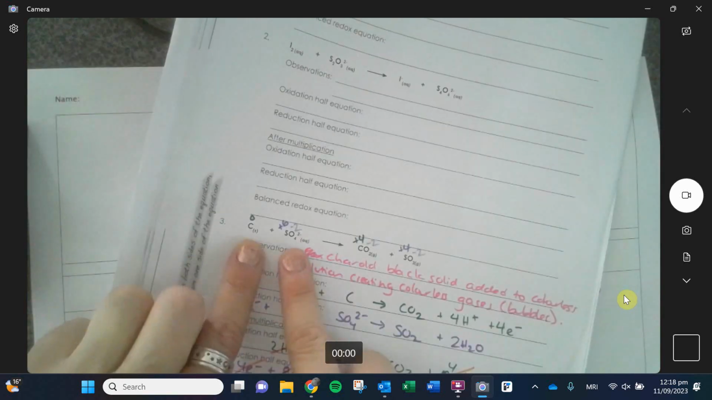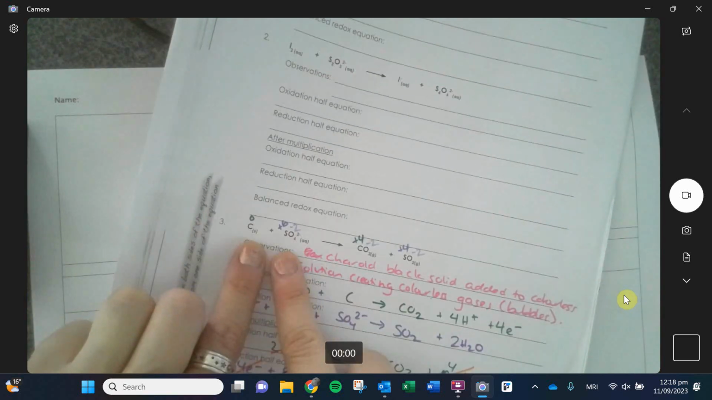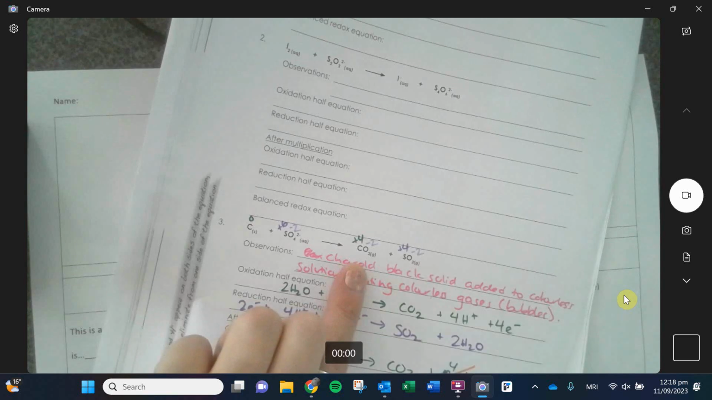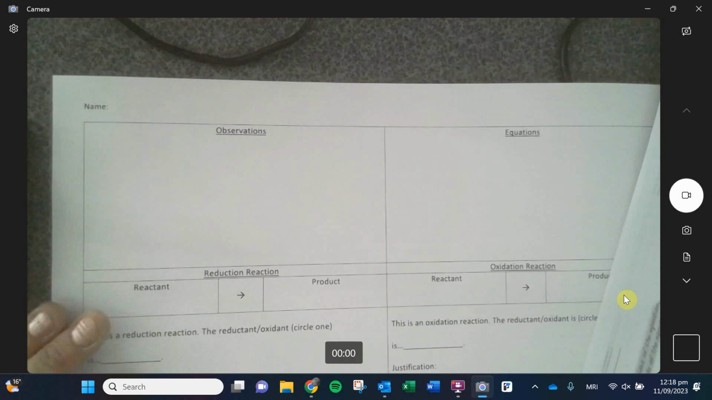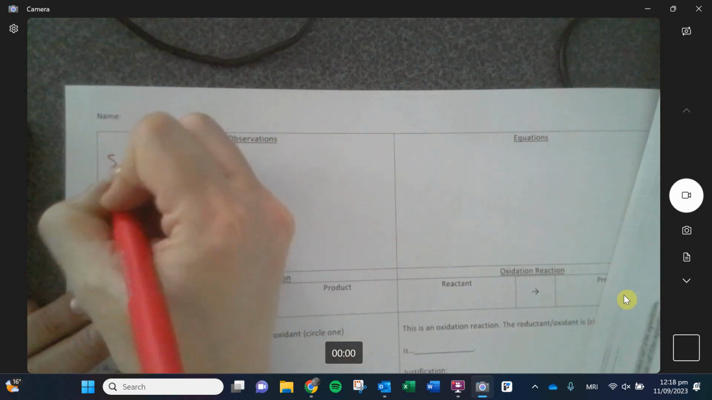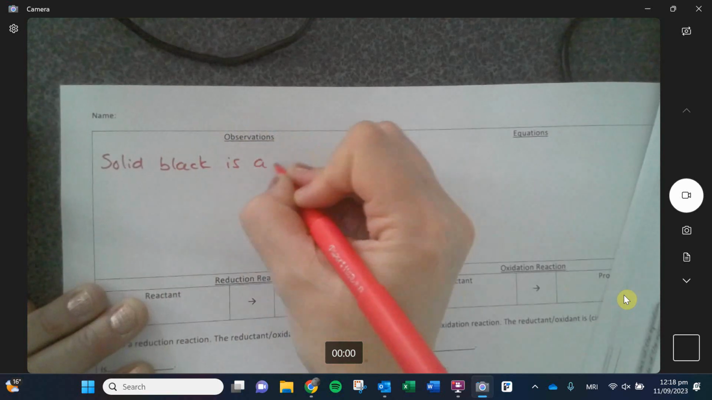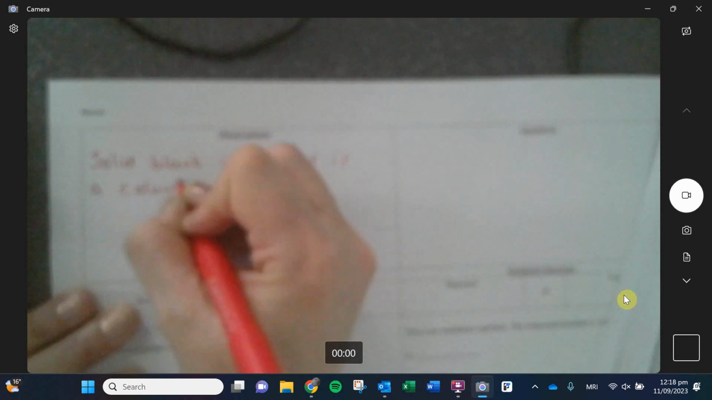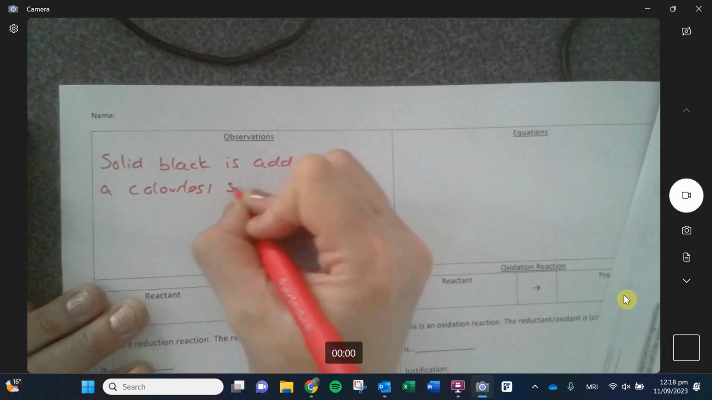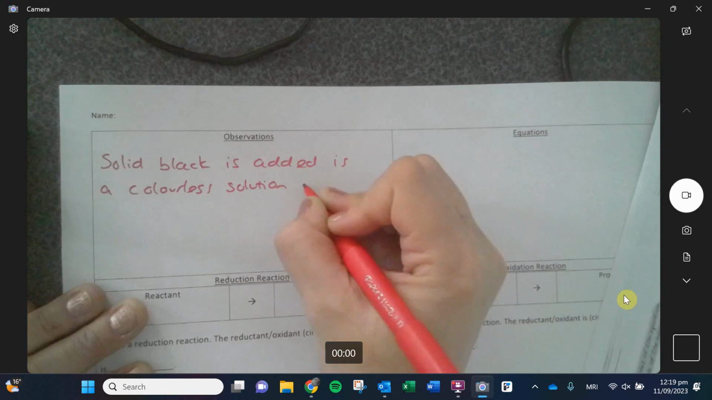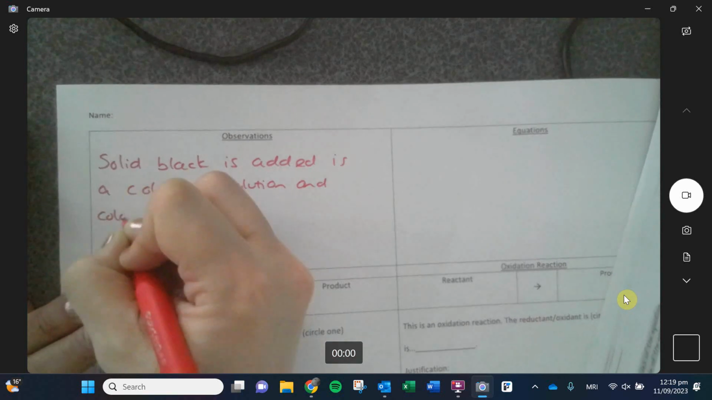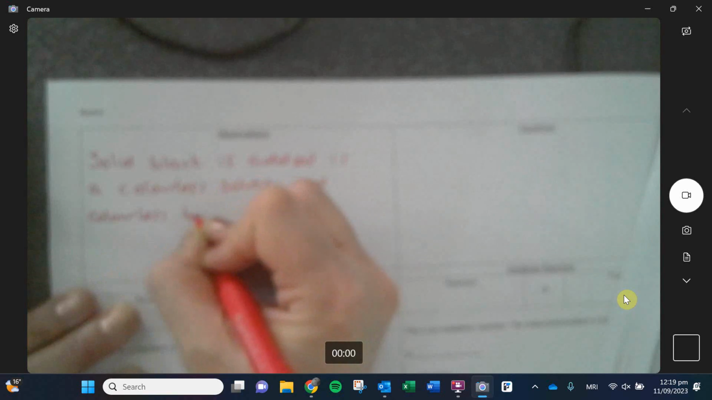Now keep in mind with the observations, when you get these practice questions, we will only give you the reactants, but we will tell you what's happening observation-wise. So I will tell you that there are bubbles forming. So basically what you'd have in your observations is solid black is added to a colorless solution, and colorless bubbles form.